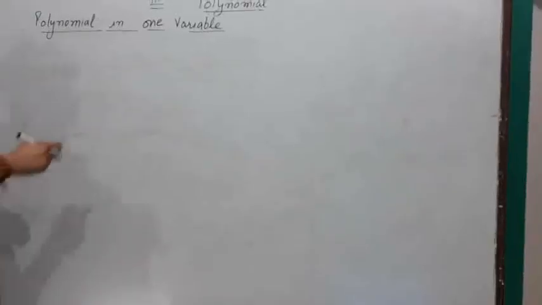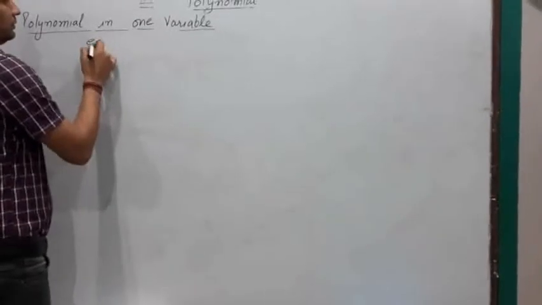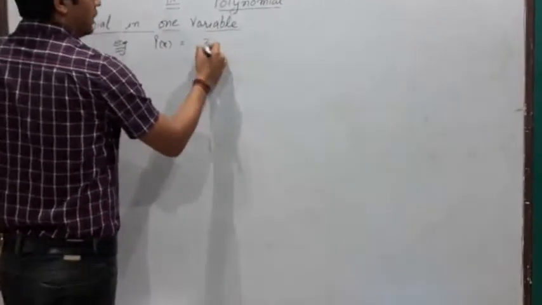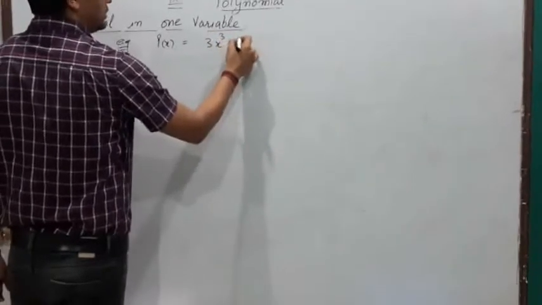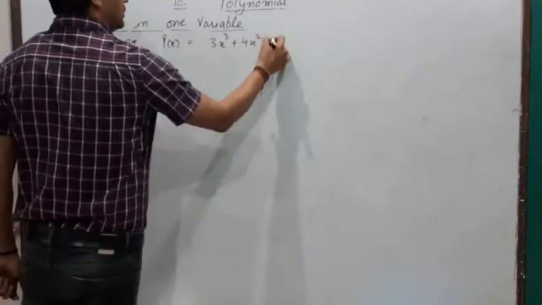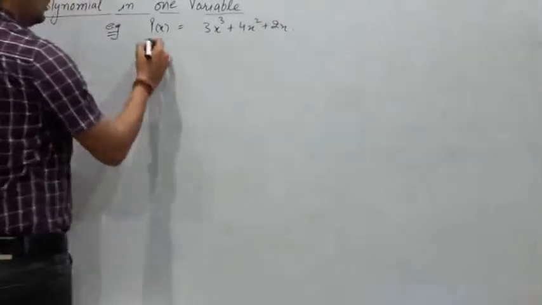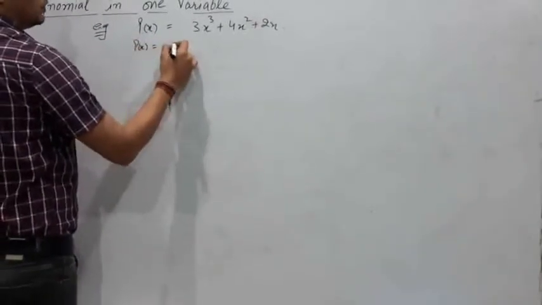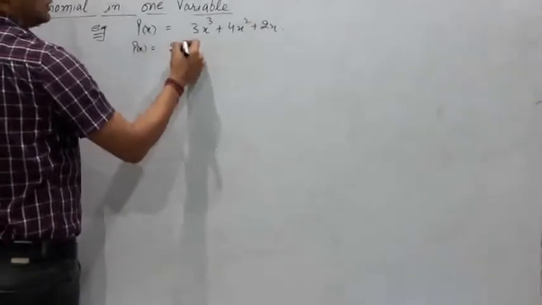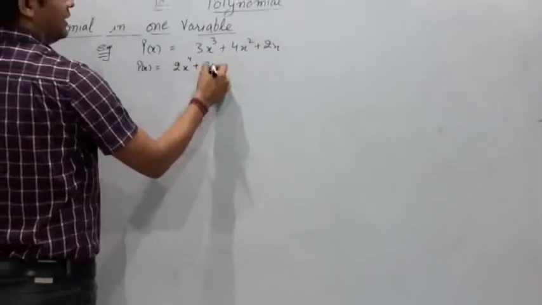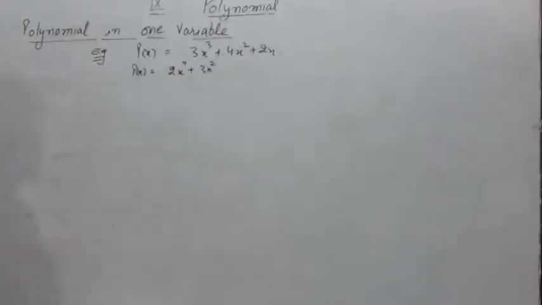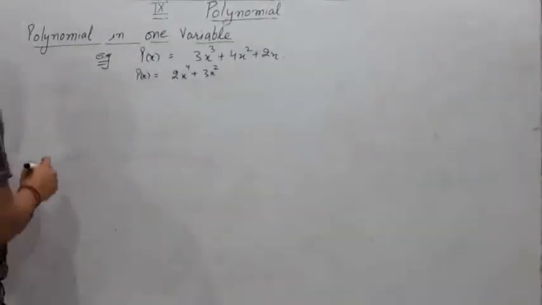A polynomial in one variable, for example, P(x) is equal to 3x cube plus 4x square plus 2x, or we can take P(x) is equal to 2x^4 plus 3x square. So these are the examples of a polynomial in one variable.